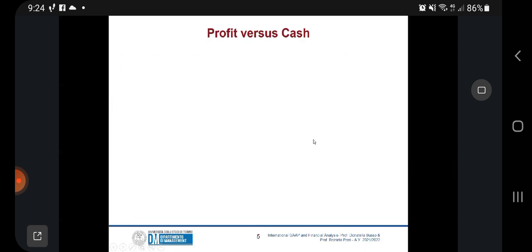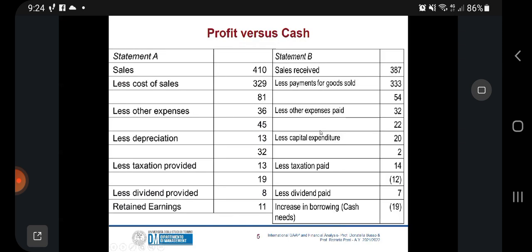Now here is an example with figures and amounts, just to let you know how the company may have different effects for profit and cash as well. For example, statement A, as you can see, is an example of the profit and loss statement.